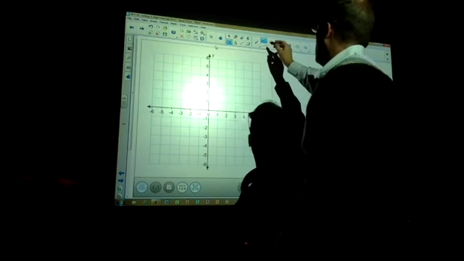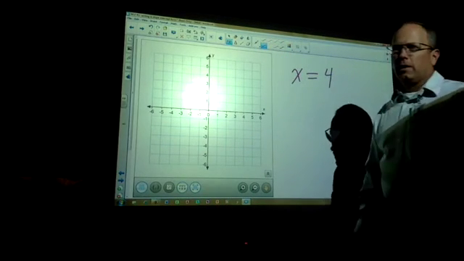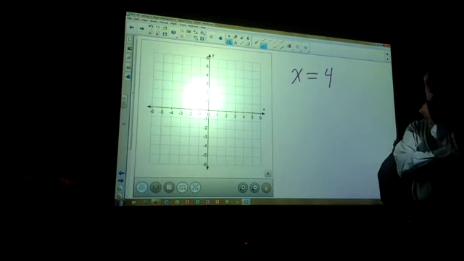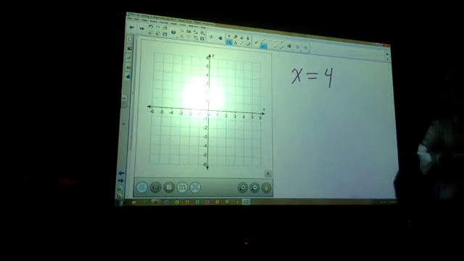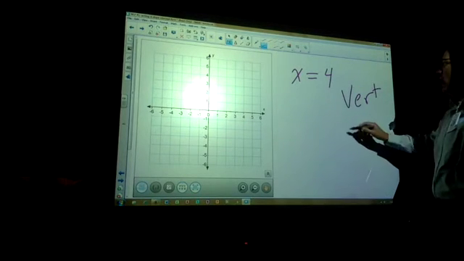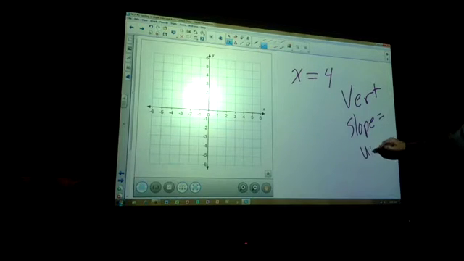All right. So the question was, if I had x equals 4, was that your answer? So with the origin, the first point? Okay. What kind of line is this? It's straight. I agree. It's a vertical line. So we have a slope that is what? Undefined. And the reason the slope is undefined is because we divide by 0.